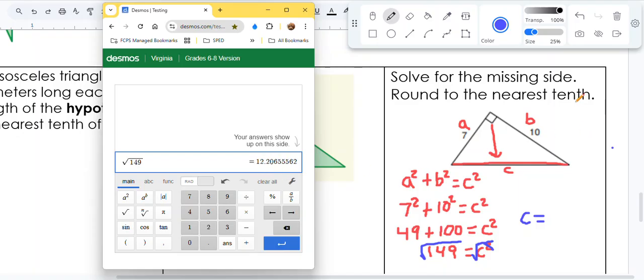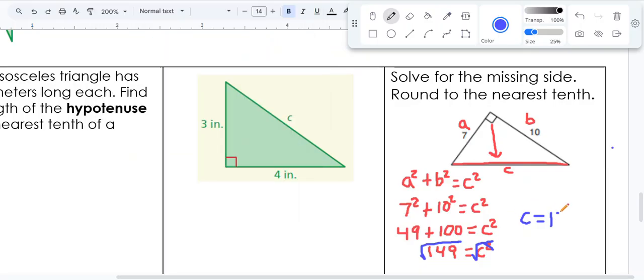This says round to the nearest tenth. The tenth is my first decimal place, so that's that 2. If I look to the right of it, there's a 0 there, so that means that 2 is going to stay the same, so this would be 12.2. And that is my answer for C.